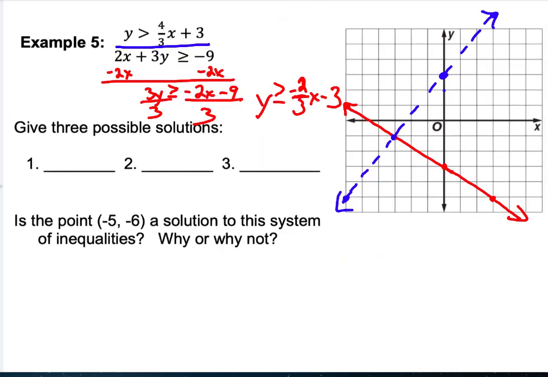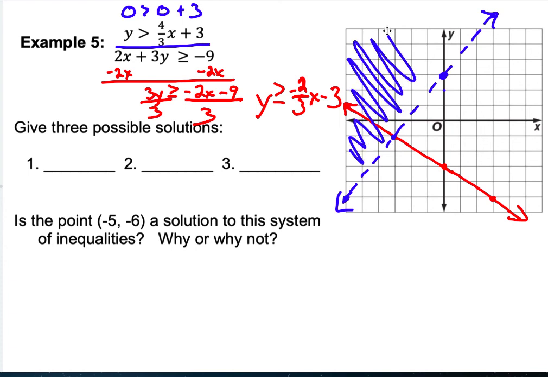All right, last one. Again, try it for yourself if you haven't already, and then I'm going to go ahead and do mine. So I've graphed my first one. I'm going to plug in 0 for y and 0 for x. Is 0 greater than 3? No, definitely not. So I don't want the side with 0, so I want the other side of my graph. And then for my second one, I can go back to my original equation. 0 plus 0, is that greater than or equal to -9? Well, yeah, 0 is greater than -9, so I want the side that 0 is on.